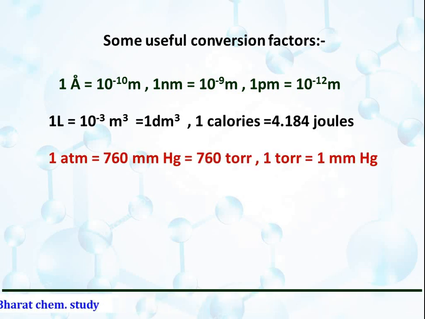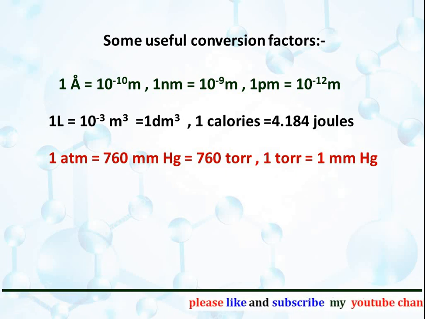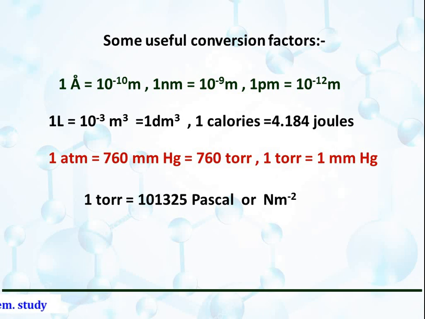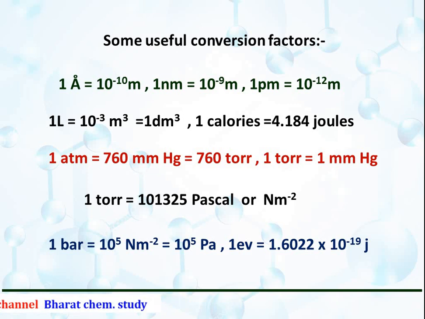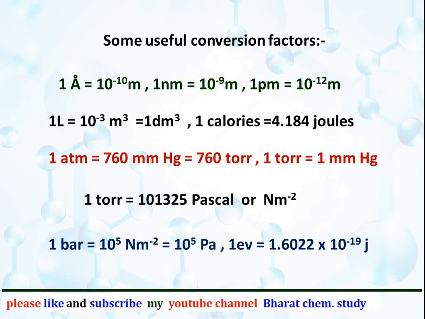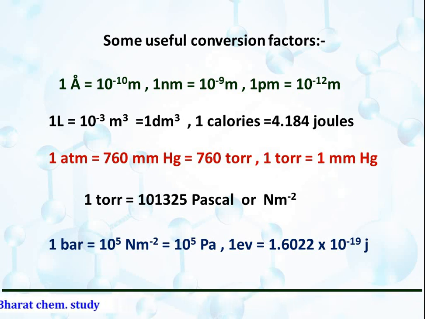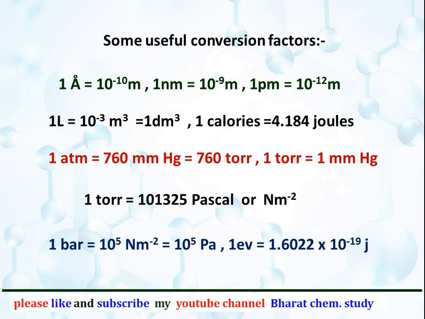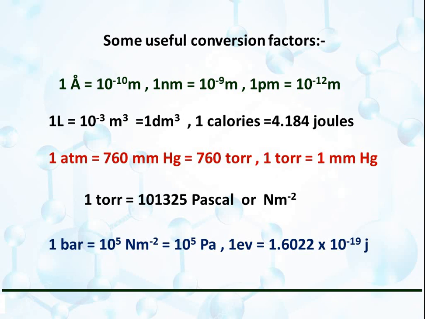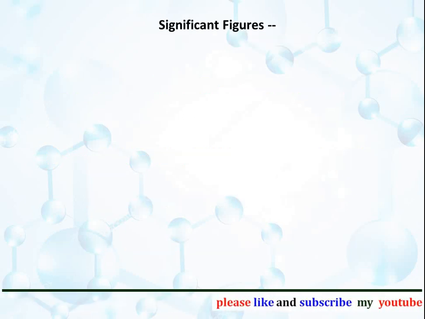For pressure, 1 atmosphere is equal to 760 mmHg, or 1 atmosphere is equal to 760 torr, and 1 torr is equal to 1 millimeter of Hg, and 1 atmosphere is equal to 101325 Pascal or Newton per meter square. 1 bar is equal to 10 to the power 5 Newton per meter square, or 1 bar is equal to 10 to the power 5 Pascal. 1 electron volt is equal to 1.6022 into 10 to the power minus 19 joules. So these are the important conversion factors or units which we have to use in the numericals.